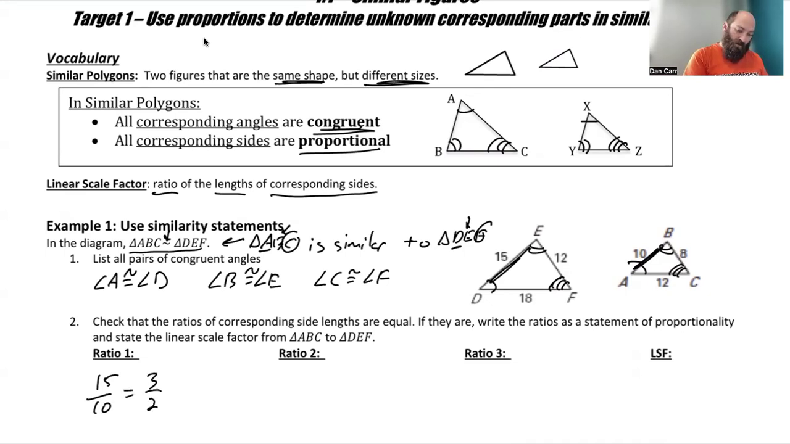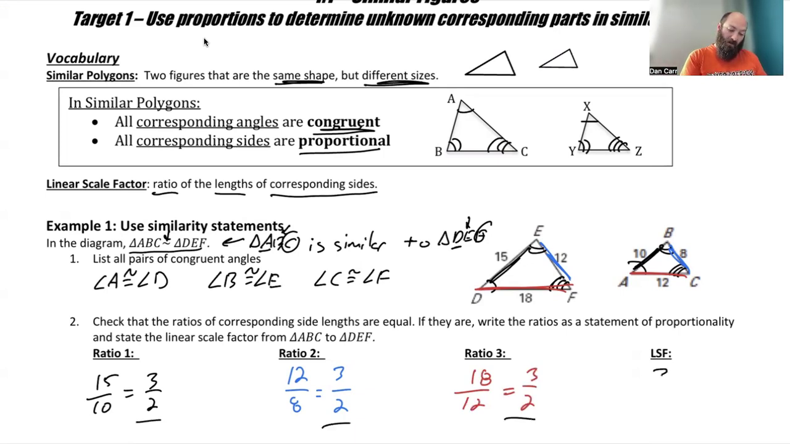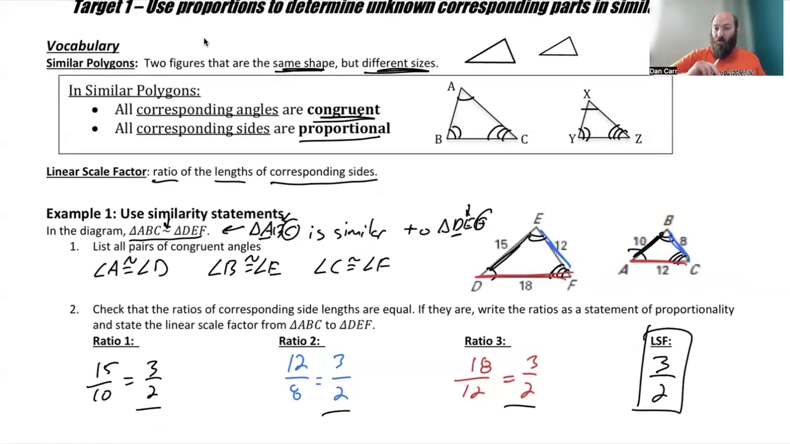So let's do the same thing with BC and EF here. That's 12 and 8. So that's 12 over 8. If I divide both of those by 4, I get 3 over 2. The last one is going to be AC and DF here. So it's going to be 18 over 12. If I divide by 6, I get 3 over 2. Since they all are the same ratio in the end, that is my linear scale factor. It's my LSF here. Now, in this case, I did it as the larger on top versus bottom.